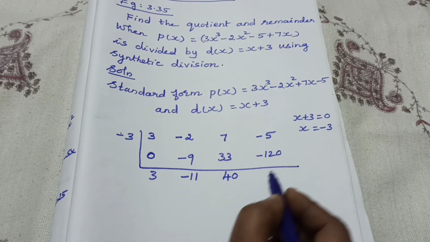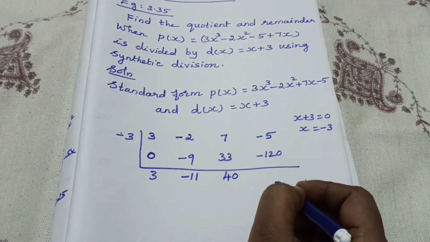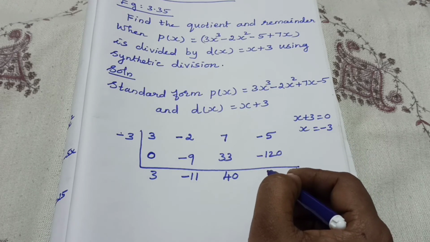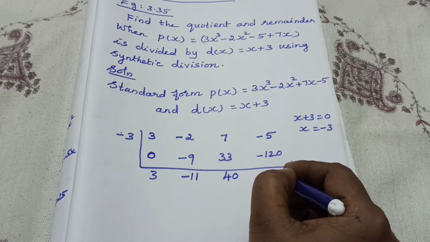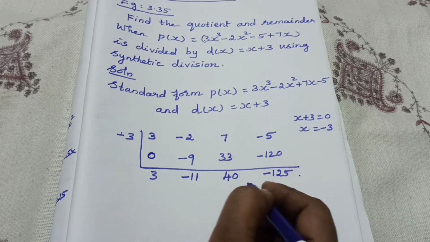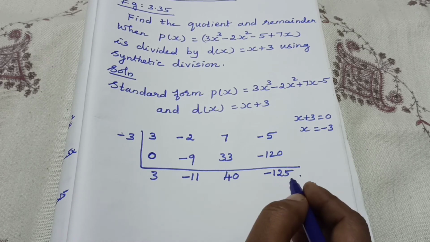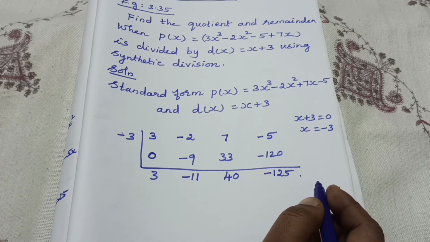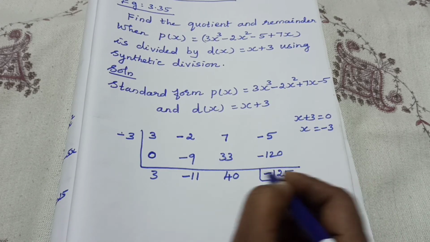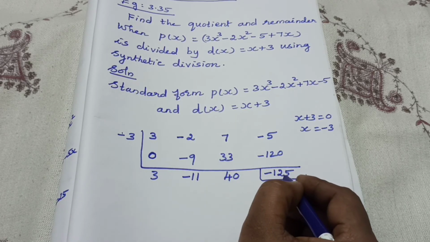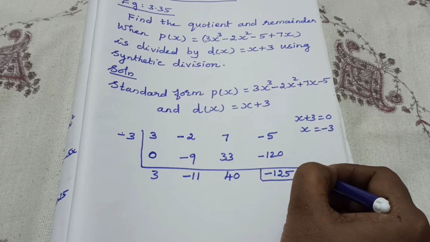And then this 0 also add it. Add these two. Here minus, here minus, the same sign, so add, and the common sign is minus. Minus 125. And then here, all the entries except the last one, the remaining is the answer. The remaining is the quotient. The last one is the remainder.